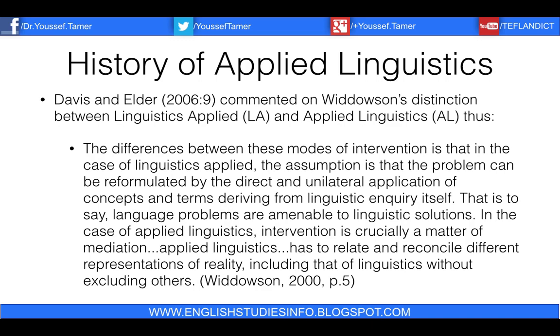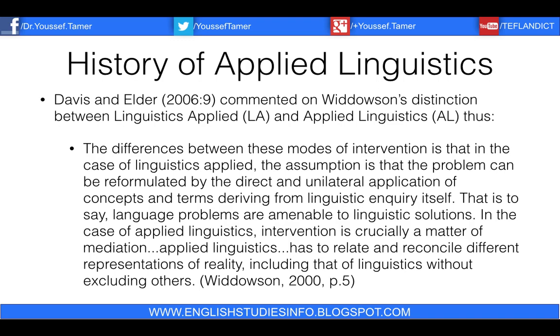Good? So the difference between these modes of intervention is that in the case of linguistics applied, the assumption is that the problem can be reformulated by direct and unilateral application of concepts and terms deriving from linguistic inquiry itself. Linguistics applied takes concepts, focusing more on concepts, methodology and principles coming from linguistics. That is to say, language problems are amenable to linguistic solutions. They focus more on linguistic solutions.